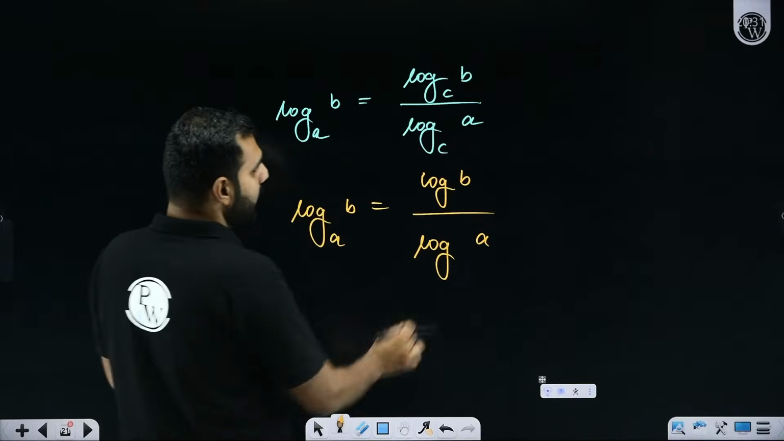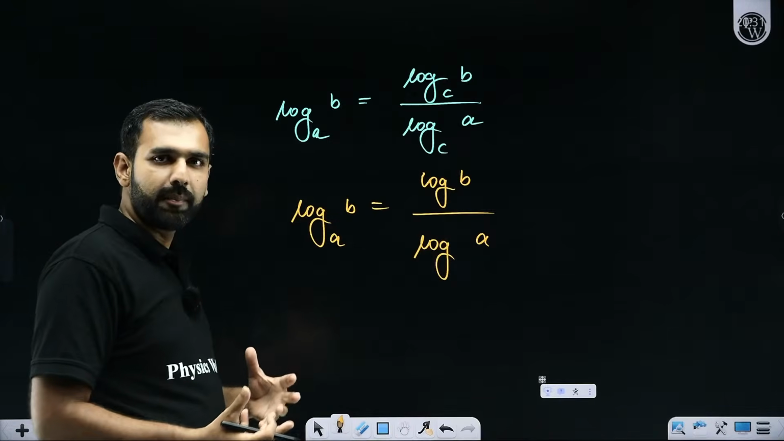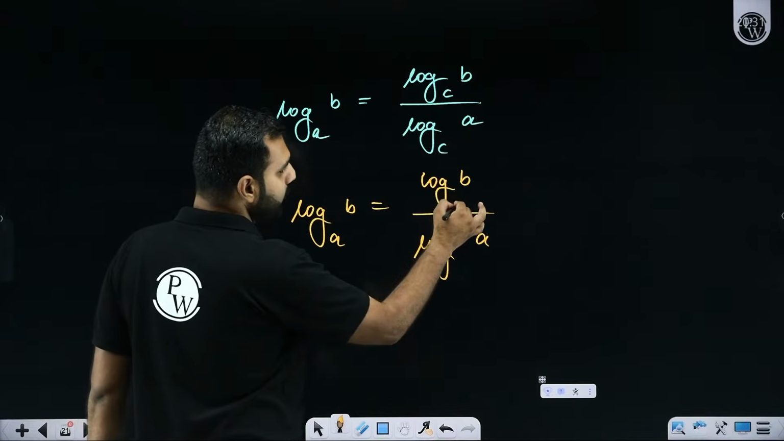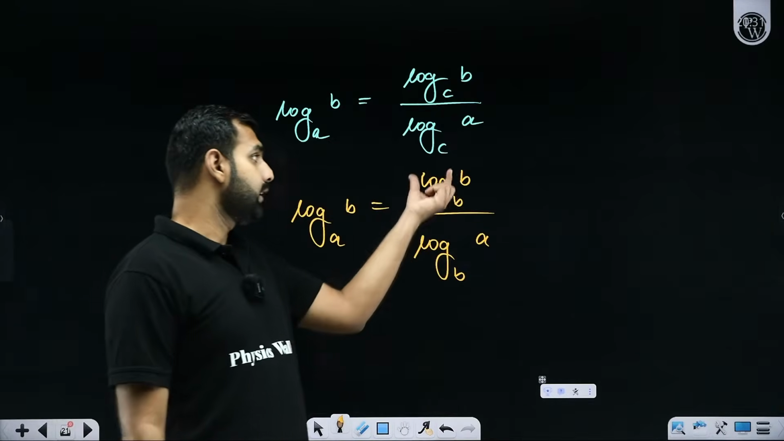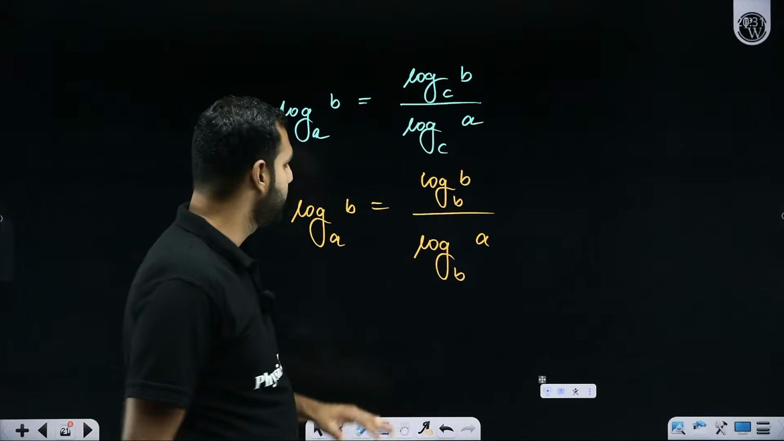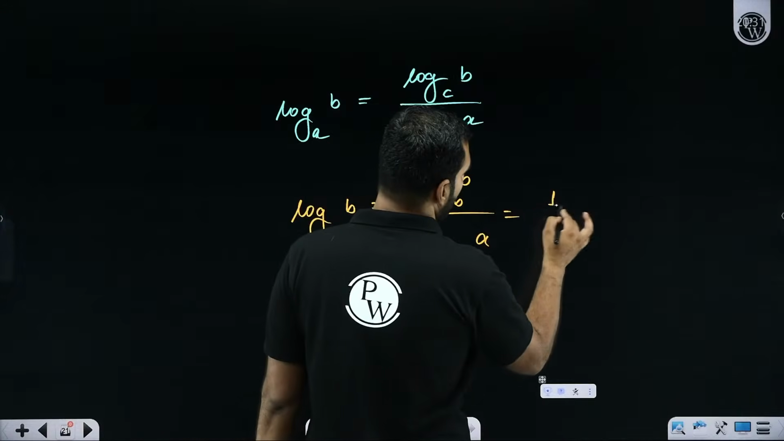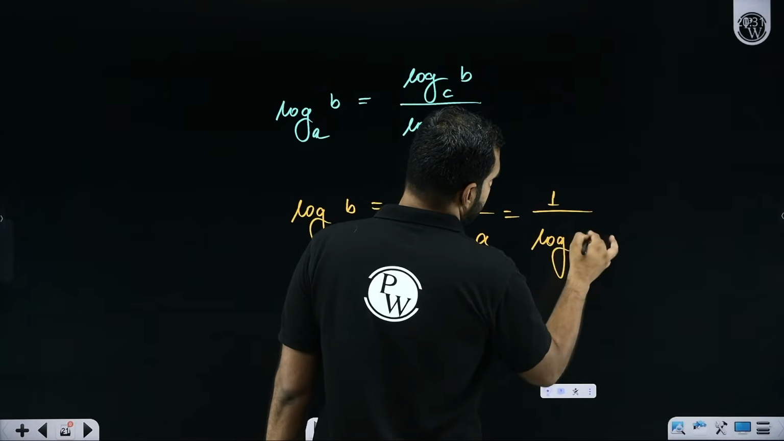So what I'll do is, whatever base you want, you can have that base. So I want the base to be b. So I'll write the base b here like this. But we do know that log b at base b will be 1. So I'll be writing it as 1 by log a base b.